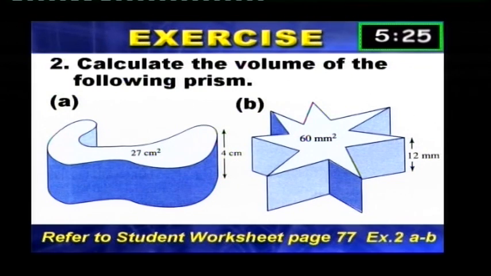So the area of the base has been given already. You have to multiply the area of the base with the height to find the volume of the prism that has been given. Receiving students, I'll repeat myself. The area of the base has been given and the height. So you use the formula, volume is equals to area of the base times height to find the volume of the prism.